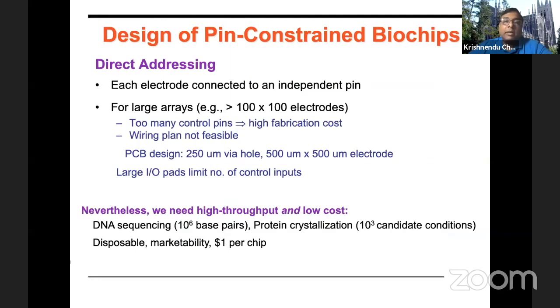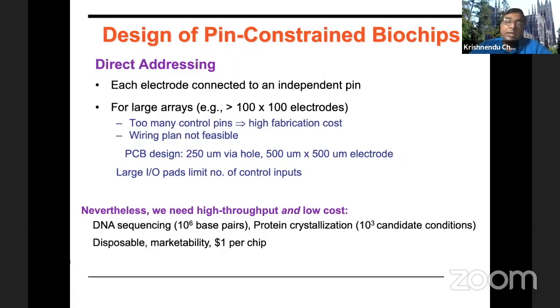A second problem is about pin constrained optimization. So I may have 10,000 electrodes or even more on a chip. And ideally, I would like to control every electrode by an independent pin. But that is impossible because the IO pad frames are much larger than the electrodes. I really cannot have 10,000 pins on the chip. So I can probably do only about 1,000 pins or 500 pins on the chip, but I should be able to use them to control all the electrodes with no impact on throughput.